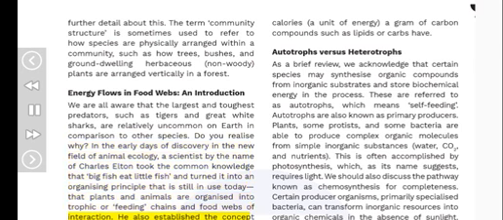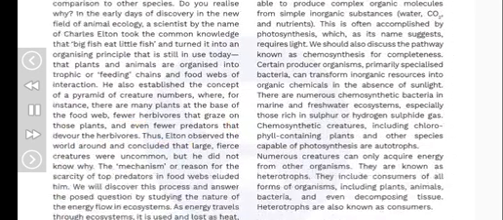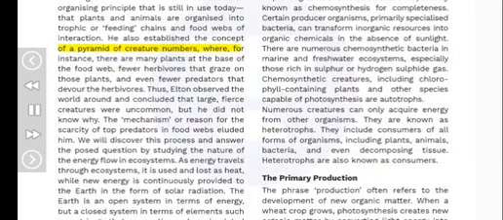He also established the concept of a pyramid of creature numbers, where, for instance, there are many plants at the base of the food web, fewer herbivores that graze on those plants, and even fewer predators that devour the herbivores. Thus, Elton observed the world around and concluded that large, fierce creatures were uncommon, but he did not know why. The mechanism, or reason for the scarcity of top predators in food webs eluded him. We will discover this process and answer the posed question by studying the nature of the energy flow in ecosystems.